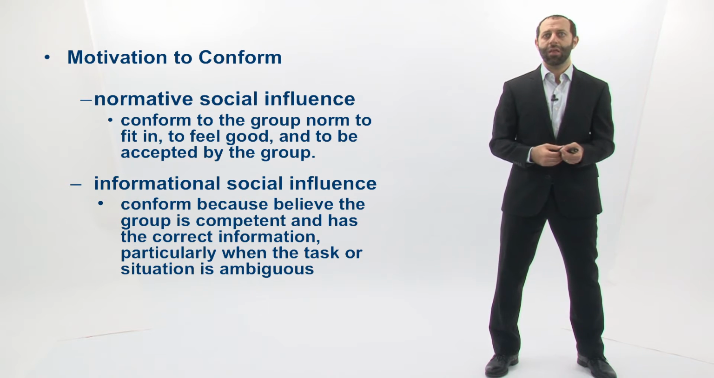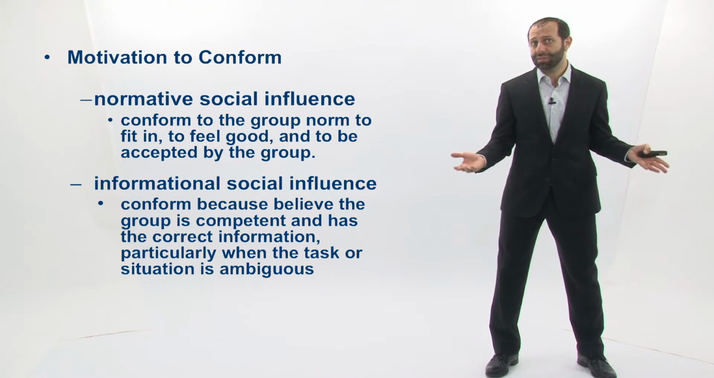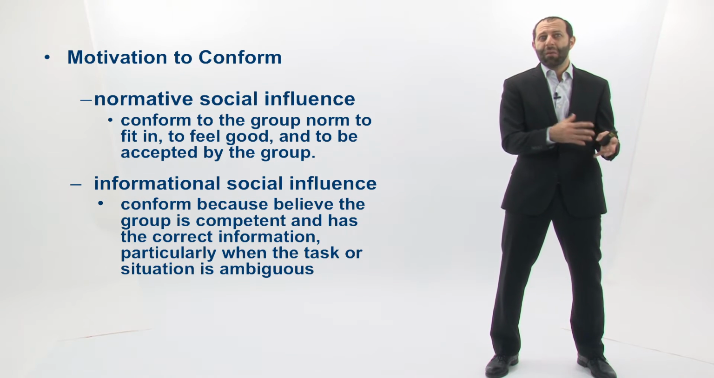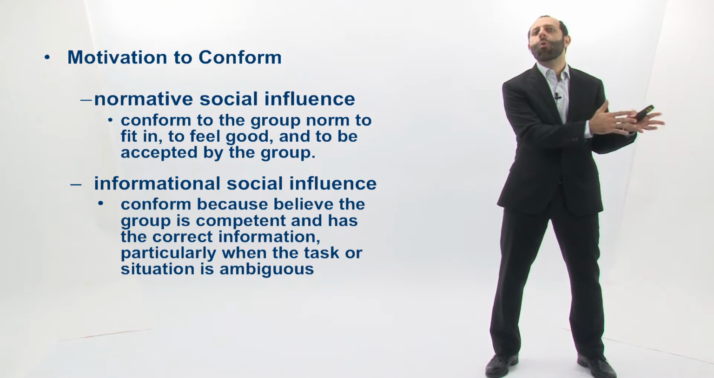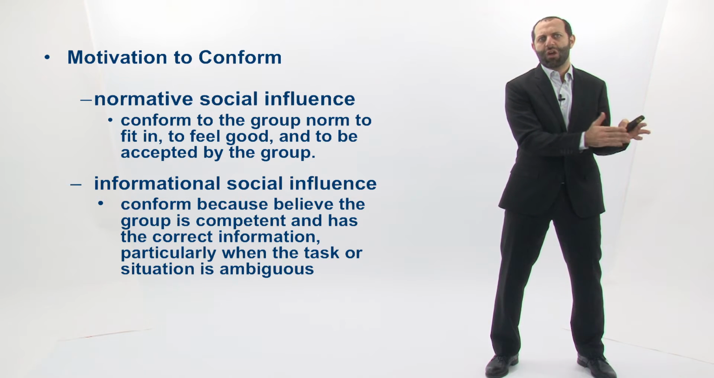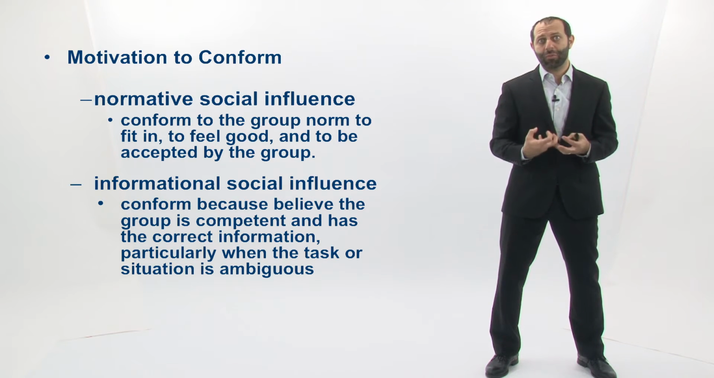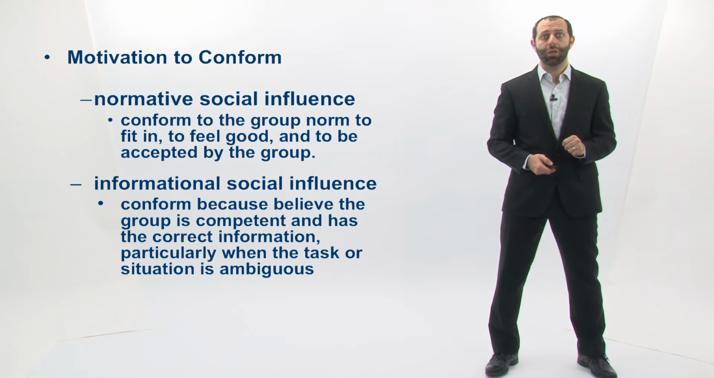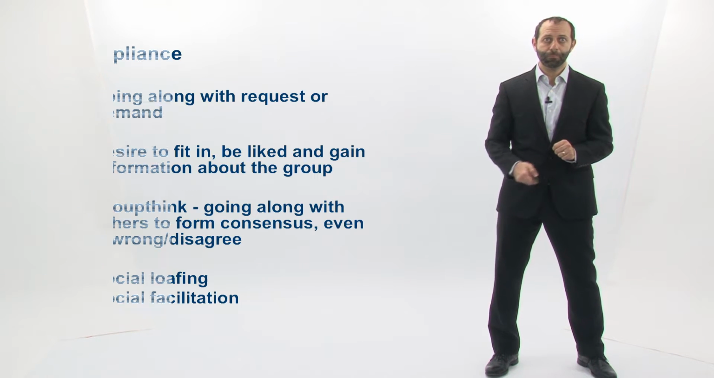This comes into play sometimes in juries, when a person might be swayed to go along with the majority because they may believe they know better. They must have seen something in the trial that I didn't see. They got some information that I didn't understand. So that's informational social influence.